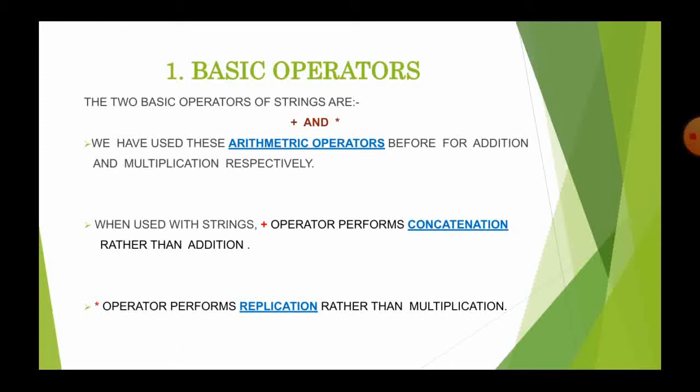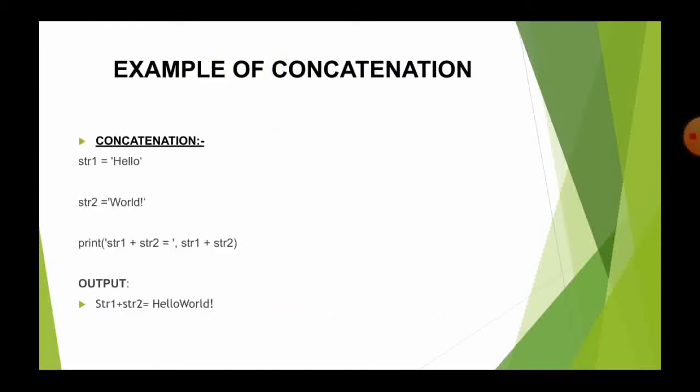Concatenation means if you want to add two strings together, you can use the concatenation operator, that is the plus symbol. If you want to multiply the string, you can use the replication operator, that is the asterisk symbol, the multiplication symbol.